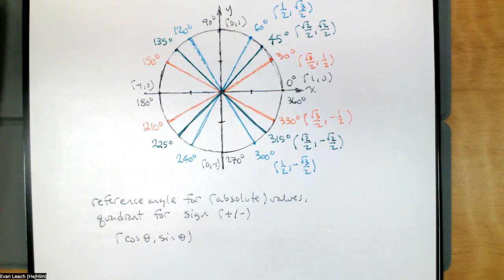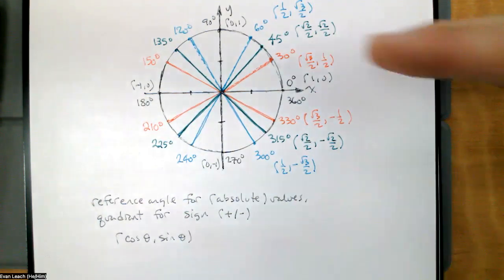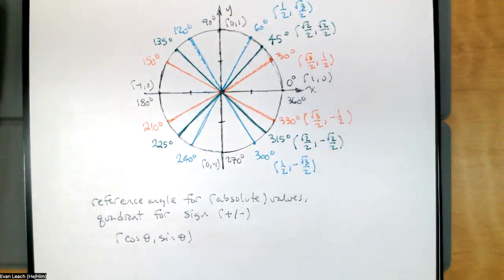In the fourth quadrant, it makes sense that cosine is positive because cosine is the x and x is positive in the fourth quadrant. And it makes sense that the sine is negative because the sine is y and y is negative in the fourth quadrant.